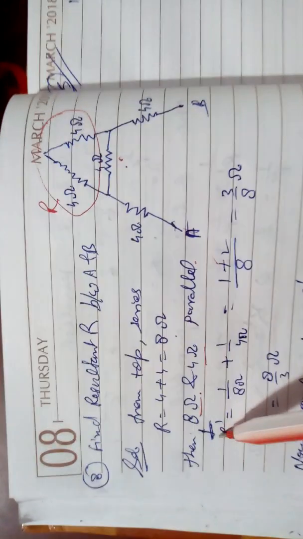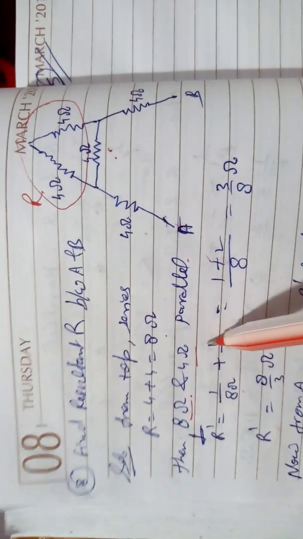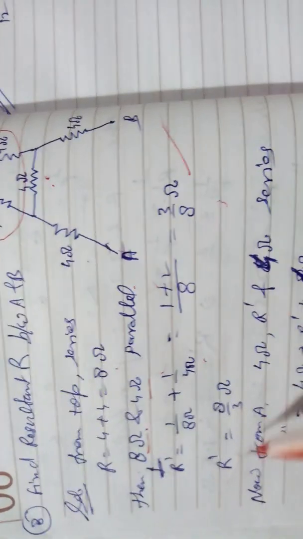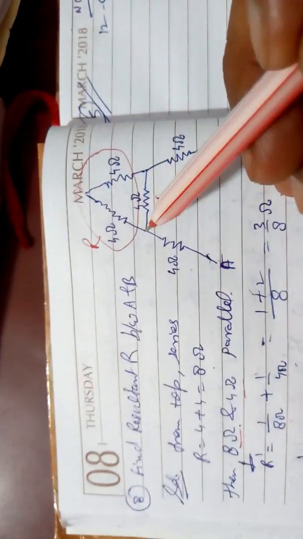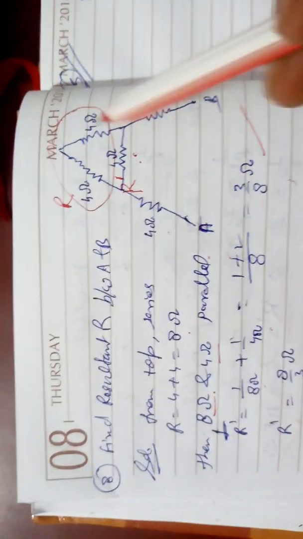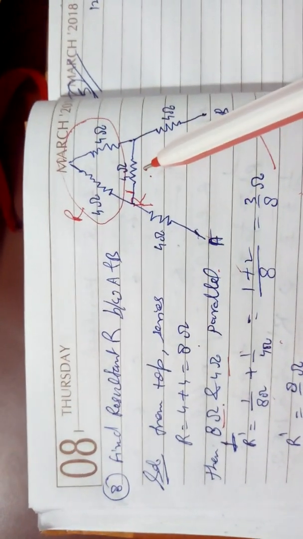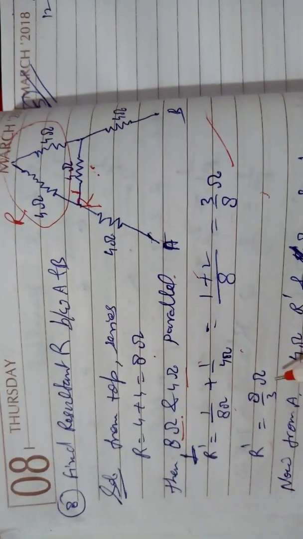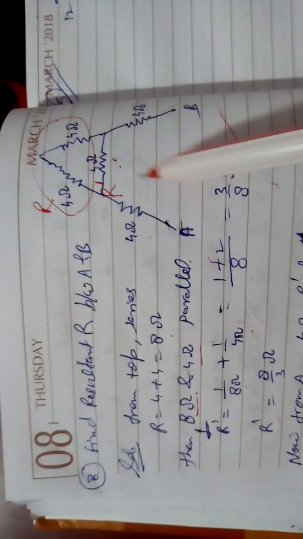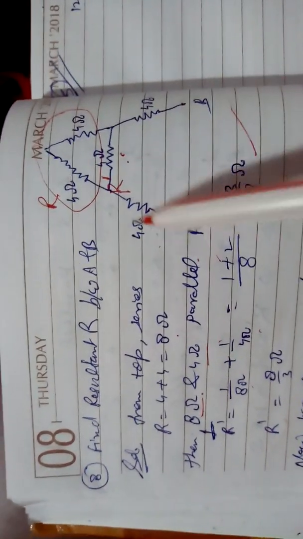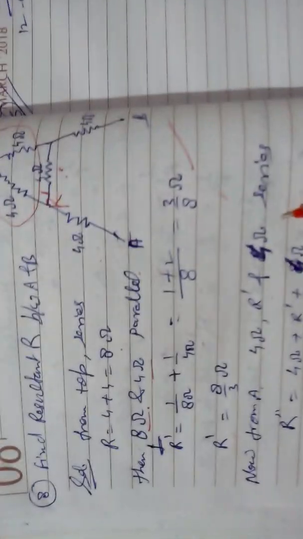So 1 upon R dash is equal to 1 upon 8 ohm plus 1 upon 4, which gives 3 by 8 ohm. So what is R dash? The resultant of this and this, together forming the parallel, is R dash. So R dash is 8 by 3 ohm. In the middle is 8 by 3 ohm, with 4 ohm on one side and 4 ohm on the other side, in series.